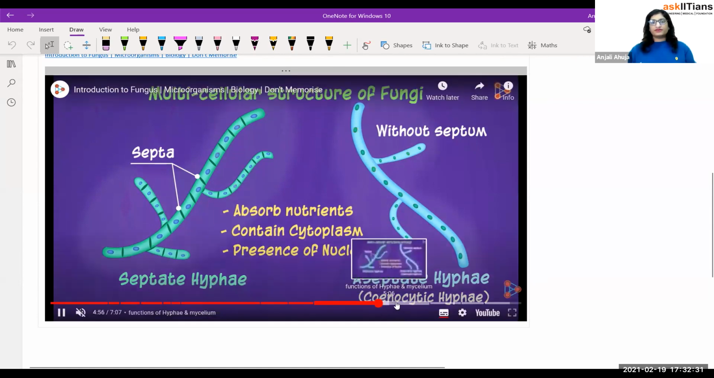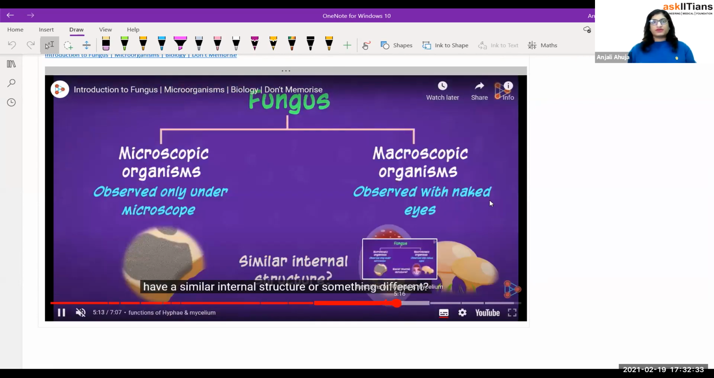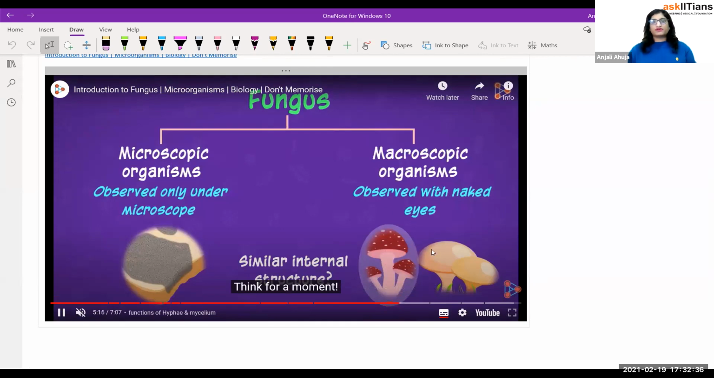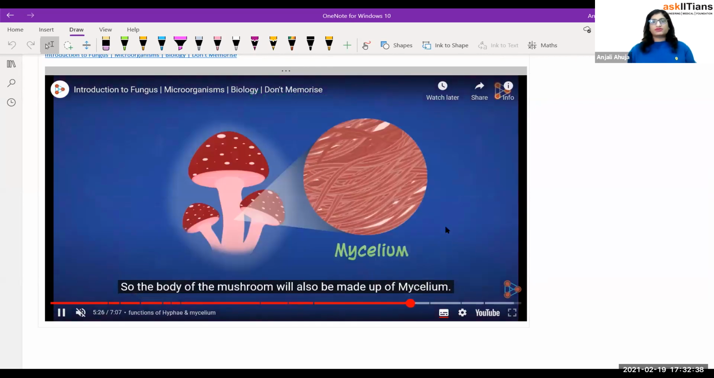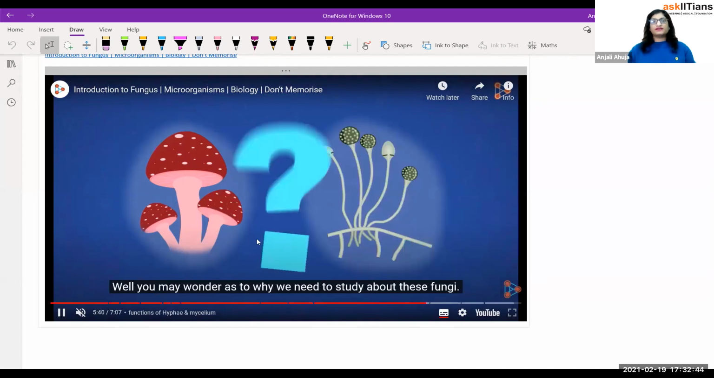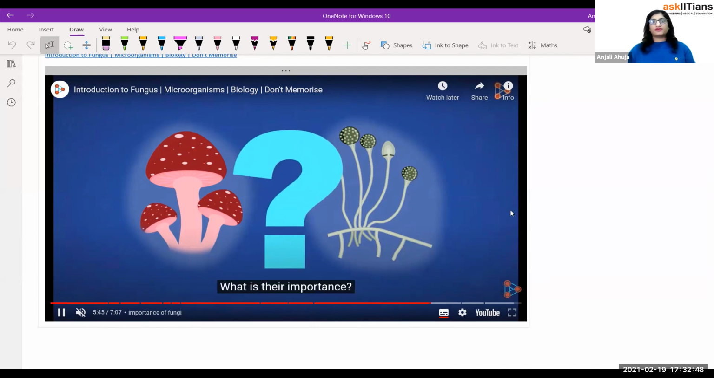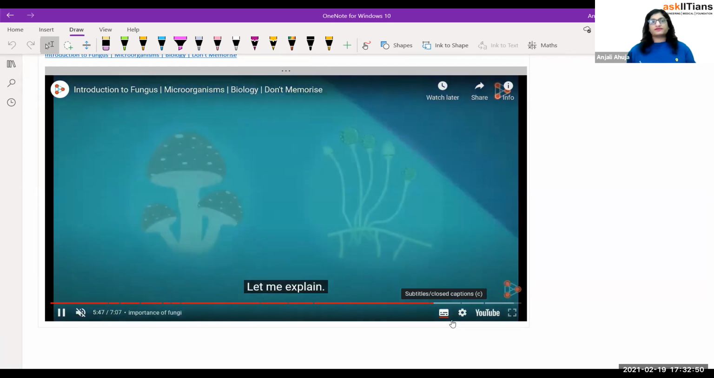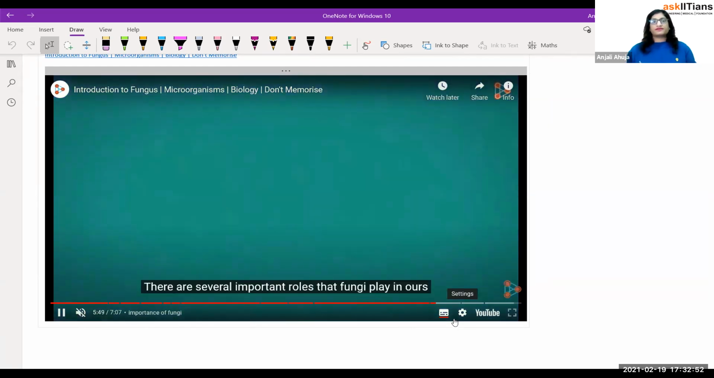Let me forward the video to see what they are telling. Okay, so they are talking about the macroscopic view with the naked eye. He's saying that mycelium looks like this, interwoven hyphae, and internally they also have the fungi. Then he's saying how reproduction happens. Reproduction happens by spore formation.